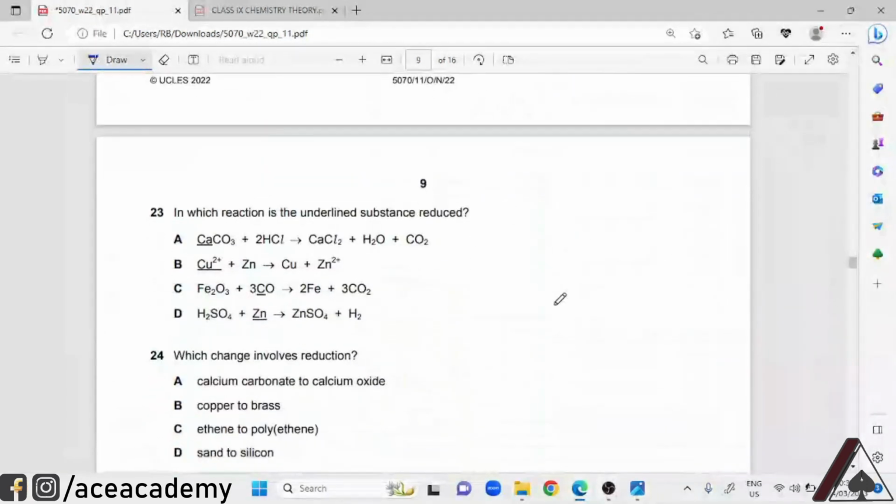Question number 23 says, in which reaction is the underlined substance reduced? So we can see that in here calcium is in a 2 plus state, and even here it is in a 2 plus state, so option A is not the answer. In here we can see that copper 2 plus is originally 2 plus over here and then comes to 0 over here. As a result, the oxidation state decreases from 2 plus to 0, so option B is the answer.